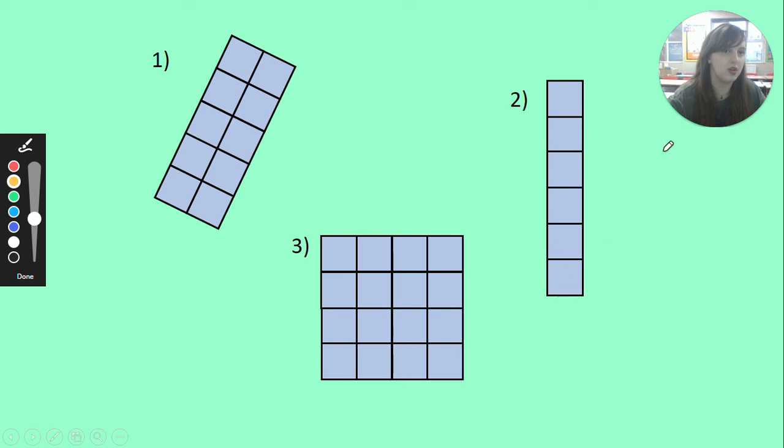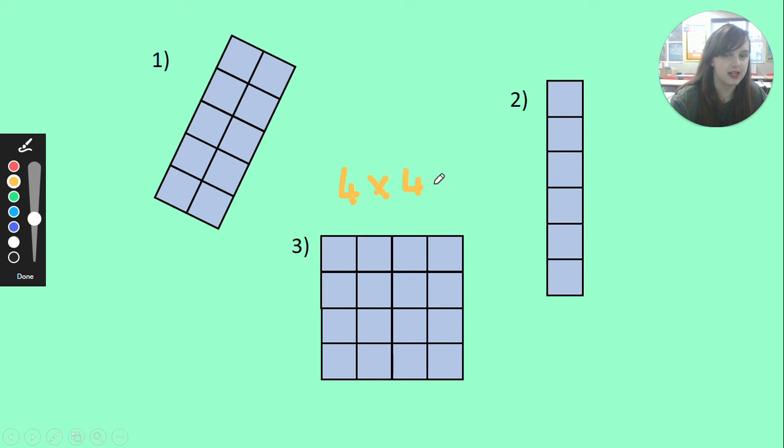And for our final shape here, we could go in columns or we could go in rows. It's entirely up to us, but whichever way we do, we're going to get the same answer, because this shape is split into 4 rows of 4. And 4 times 4 is 16. So the area of this shape is 16 squares.